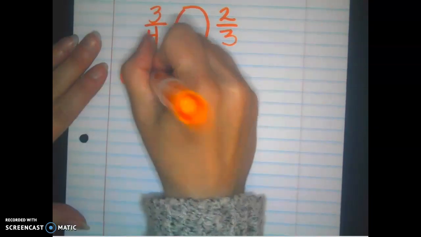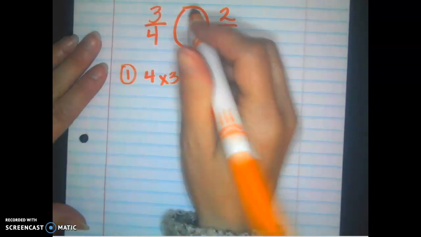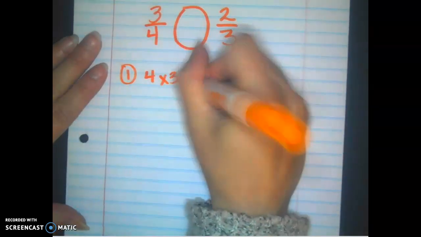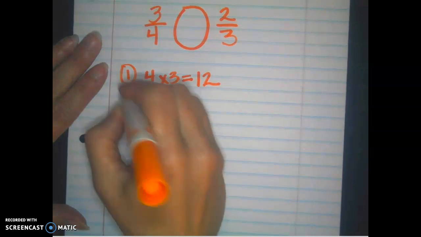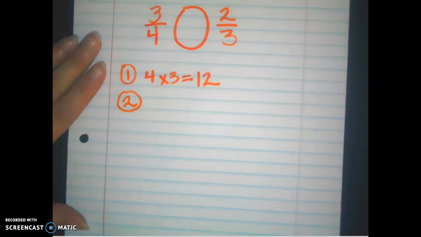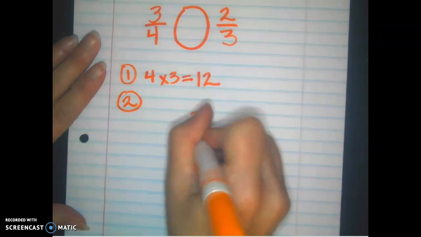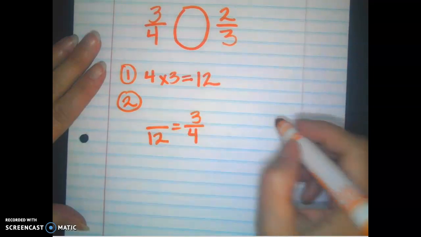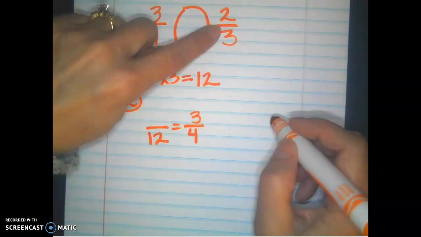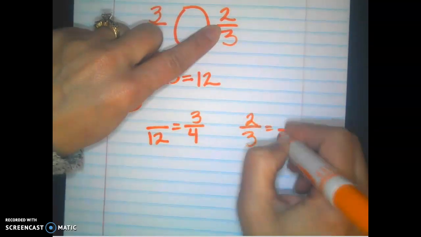So we're going to multiply 4 times 3. We're going to multiply this denominator times this denominator to get our new denominator. 4 times 3 is 12. So our new denominator is going to be 12. So now, step 2, I'm going to make equivalent fractions with my new denominator. So I'm going to make a fraction that's equivalent to 3/4 with my new denominator of 12. And I'm going to make a new fraction that is equivalent to 2/3 with my new denominator that is 12.